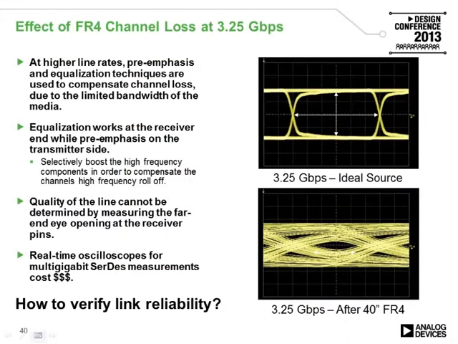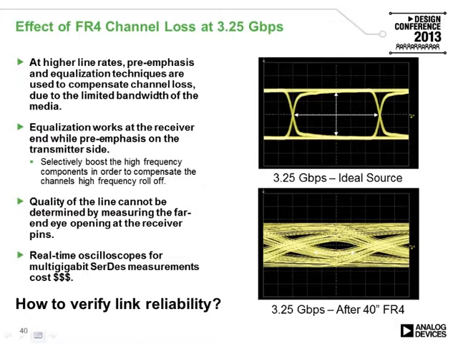Now first take a step back. At high line rates, the receiver eye measured on the printed circuit board can appear to be completely closed even though the internal eye after the receiver equalization is open. As lane rates and channel attenuation increase, receiver equalizers are often enabled to overcome channel attenuation. Equalization techniques work at the receive end, while pre-emphasis on the transmitter selectively boosts the high-frequency components in order to compensate the channel's high-frequency roll-off.